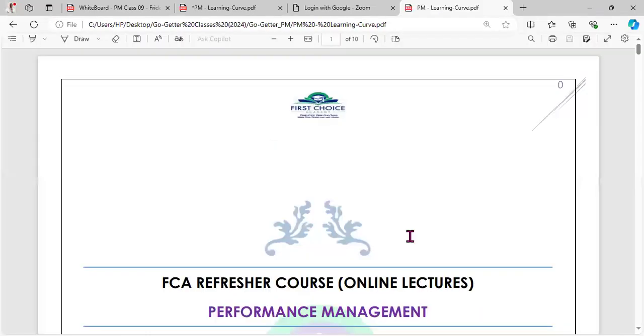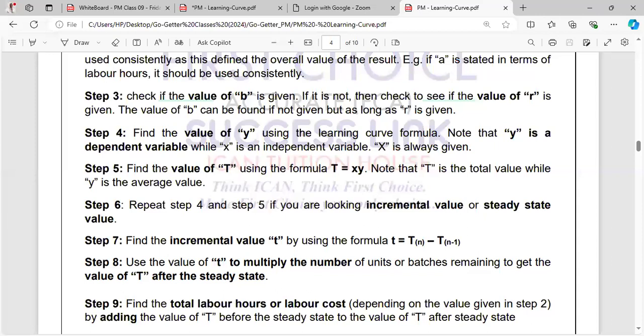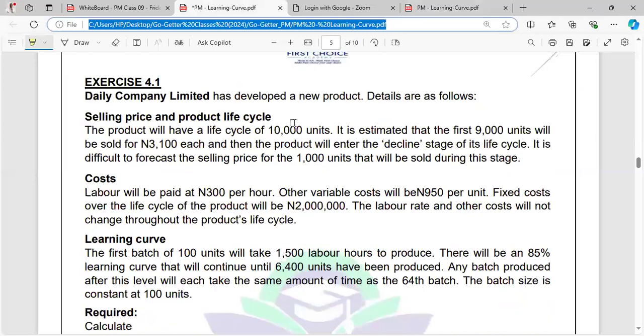All right, so this is it. Now let's go down to see a question. I will keep this as a reference and come back here. Now let's go to the question. Daily Company Limited has developed a new product. Details are as follows. Before we go further, I will have you know that this is an ICAN past question paper. So this is an ICAN past question.